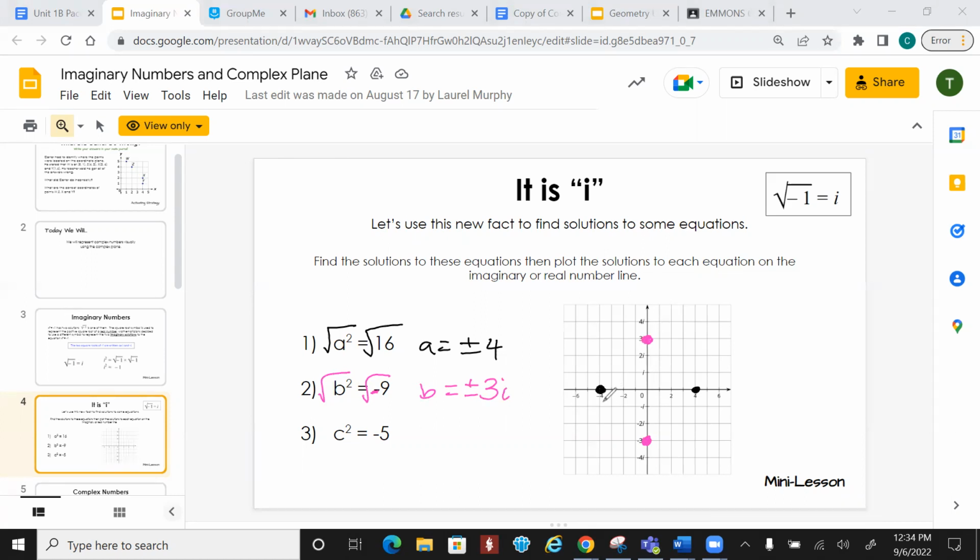Can you try number 3? All right, so now when we take the square root of both sides, okay, we're going to get positive and negative i square root of 5. Well, when we take the square root of 5, it's roughly about 2.3. Okay, so that's going to go about here and here. Okay, so it doesn't have to be super exact, but it's going to be in between 2 and 3.